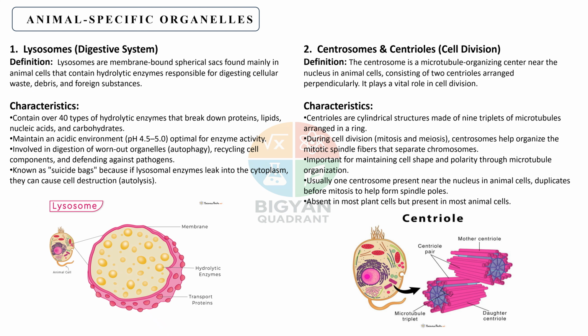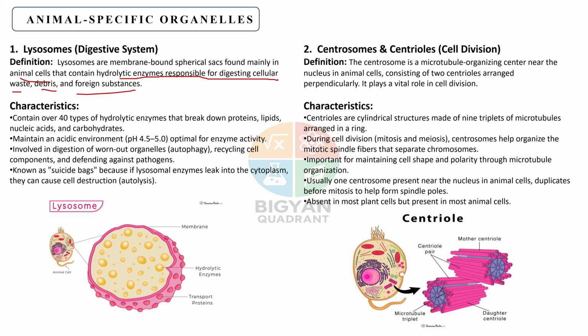Now next, the animal specific cell organelles. First one is the lysosome. Lysosome is a membrane bound spherical sac found mainly in the animal cell that contains hydrolytic enzymes responsible for digesting cellular waste, debris, and foreign substances. So basically, lysosome is a digestive sac containing enzymes that break down the waste and the cellular debris.